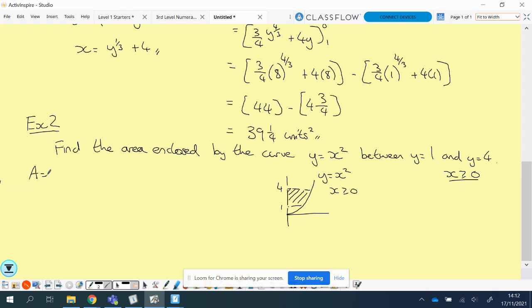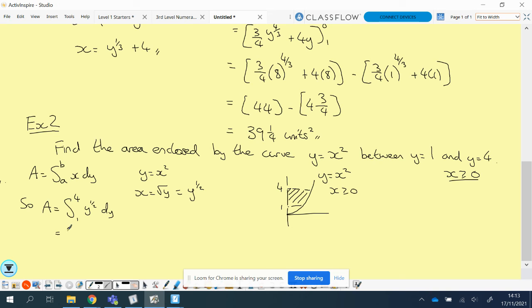So the area equals the integral from a to b of x dy. Okay, well if y equals x squared, then x equals the square root of y, which is y to the power of half. Therefore, limits between 4 and 1, y to the half dy. Oh, sorry, not those type of brackets anymore.